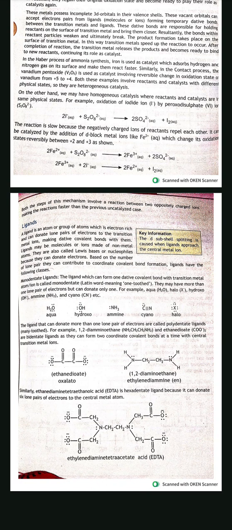Monodentate ligands. The ligands which can form one dative covalent bond with a transition metal are monodentate. They may have more than one lone pair of electrons. For example, aqua, halo, hydroxo, amine and cyano. The ligands that can donate more than one lone pair of electrons are polydentate ligands. For example, 1,2-diaminoethane and ethanedioate are bidentate ligands, like oxalato and ethylenediamine. Similarly, ethylenediaminetetraacetic acid, EDTA, is a hexadentate ligand and it can donate 6 lone pairs of electrons to the central metal atom.